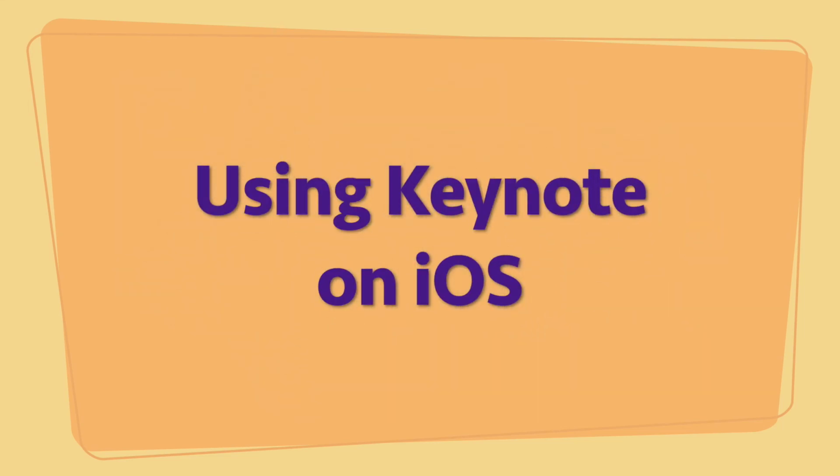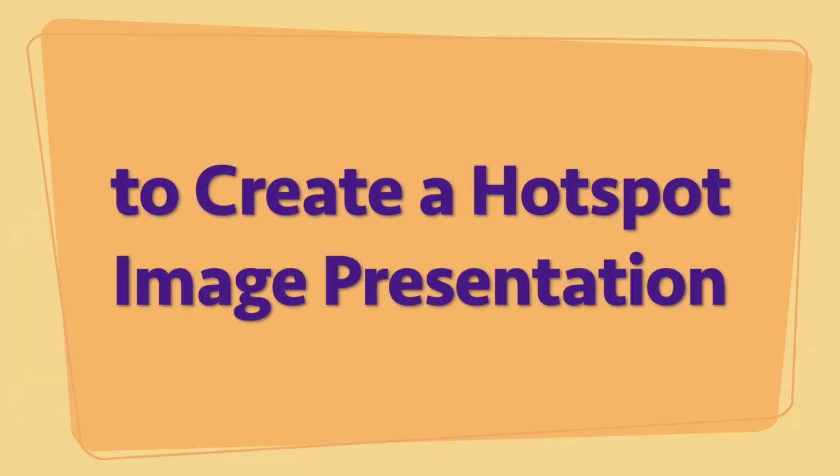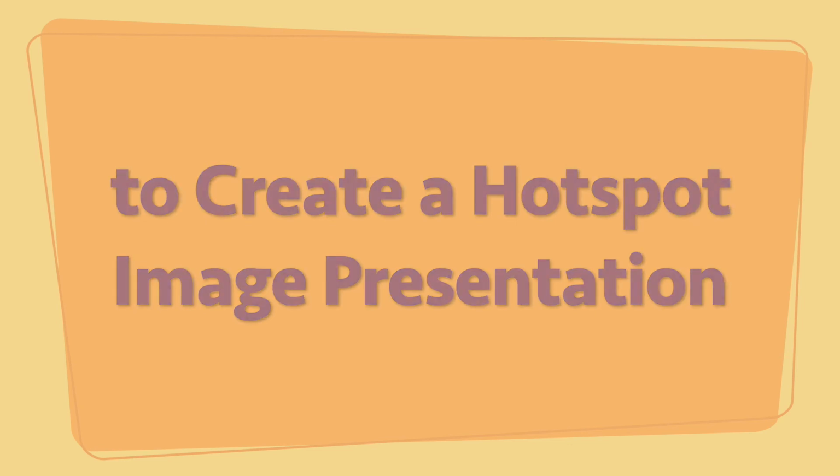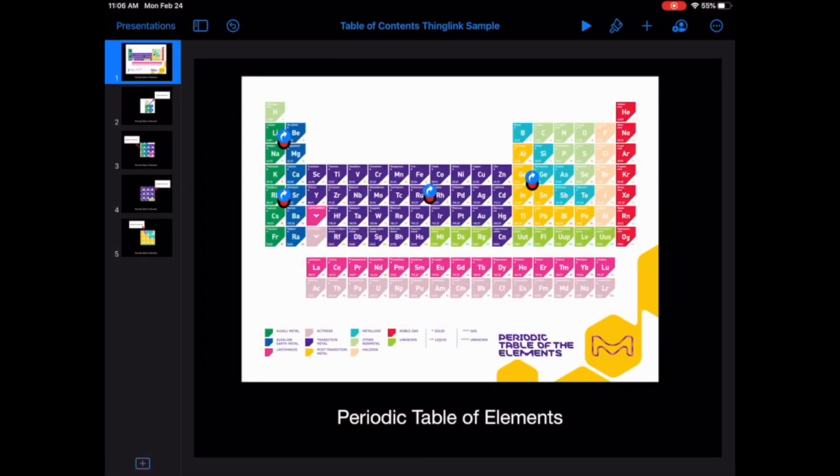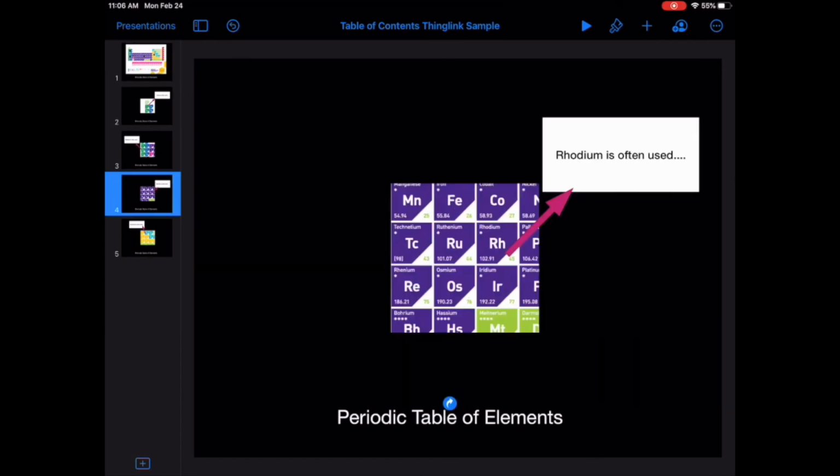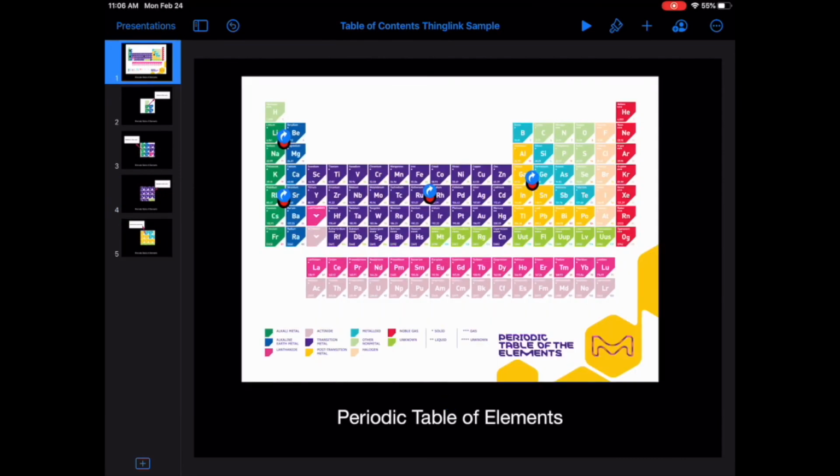In this video, we're going to learn how to use Keynote on the iPad and iOS to create a HotSpot image presentation similar to something you might find on a popular website, ThingLink. What we've created here is a Keynote lesson, so it's really just a simple slide deck. I started with my home page, or my landing page, which in this case is a table of elements. We're trying to replicate that same idea you might see in ThingLink, where you have a particular image with some hotspots that you can tap on to get more information.